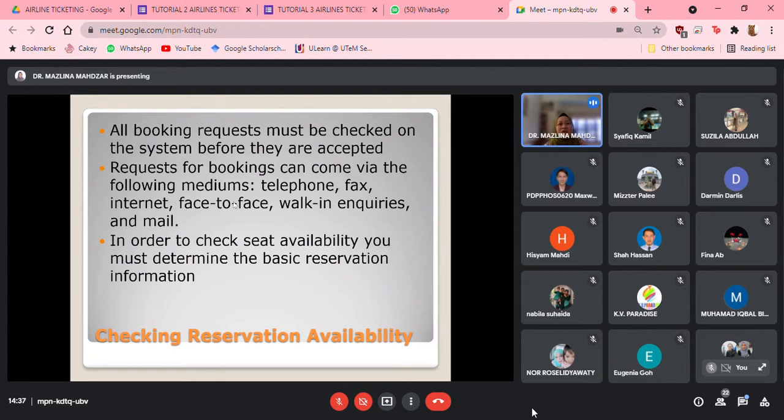agent, and you sebagai orang tengah, travel agent the intermediary person kan, orang tengah antara the supplier dan the end user. So supplier would be the airline lah. So end user is the customer. So normally travel agent functions as the intermediary person, orang tengah kan.